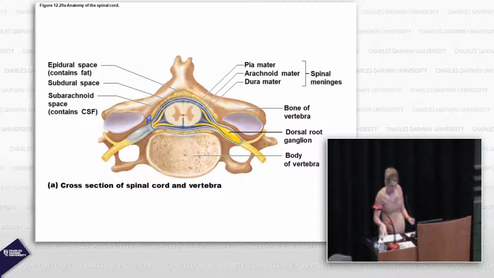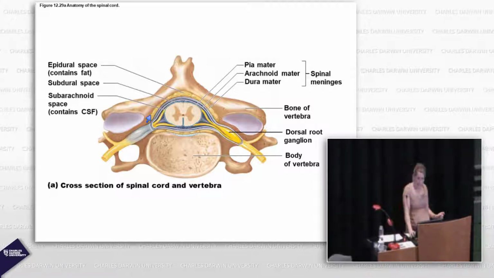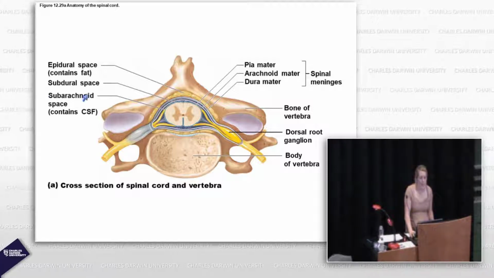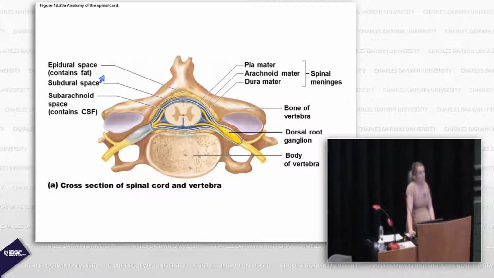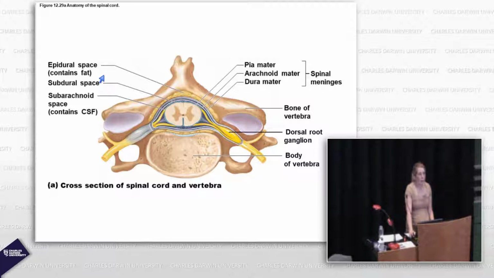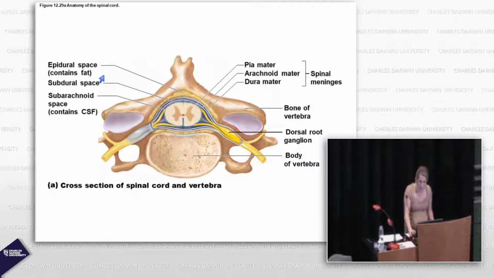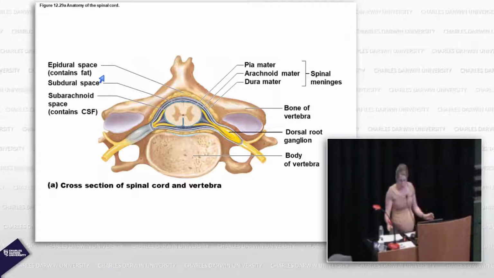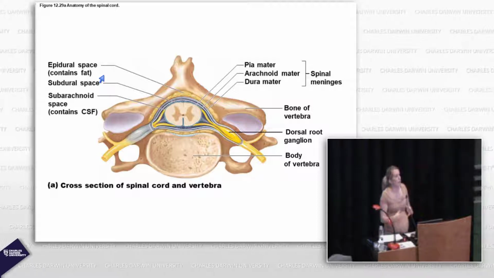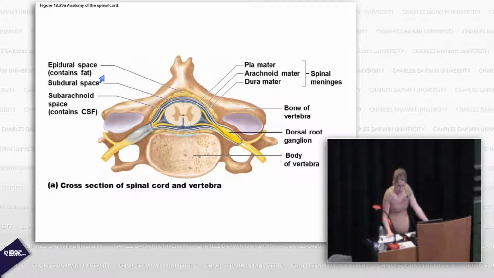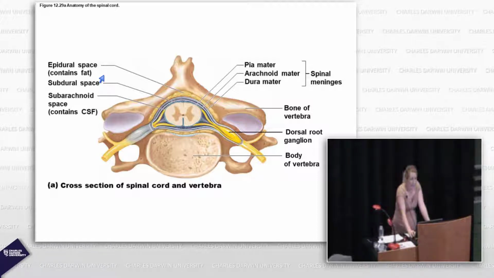Okay, so the next space that we have is this subdural space. It doesn't have as many clinical applications, but it is important because if there's been a bleed in the brain, it will bleed into the subdural space. So we can diagnose that from there.